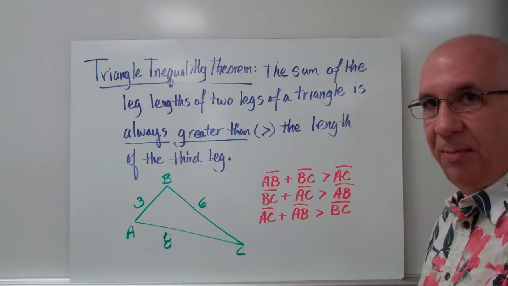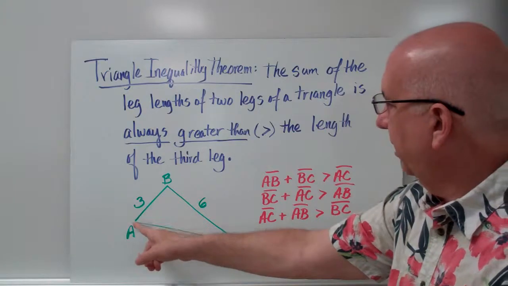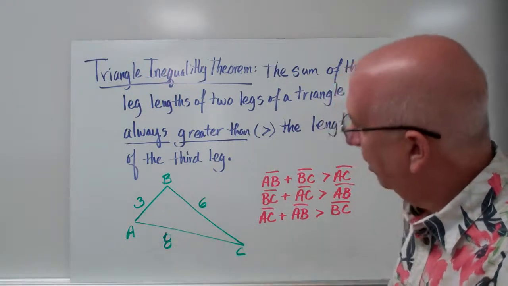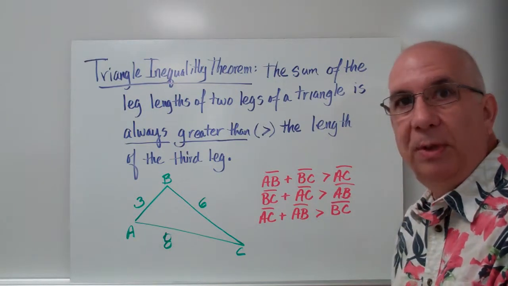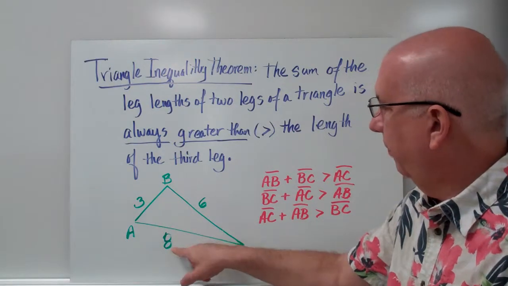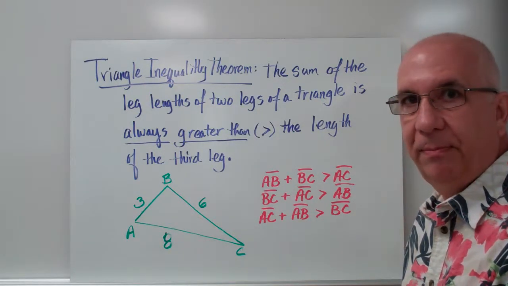So, in summary, if I've got two legs here that I know, the third side is always going to be less than the sum of the two known sides.